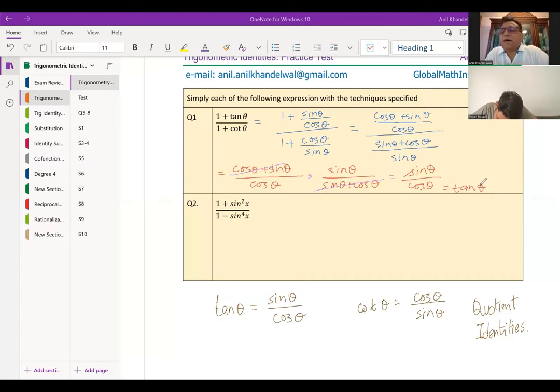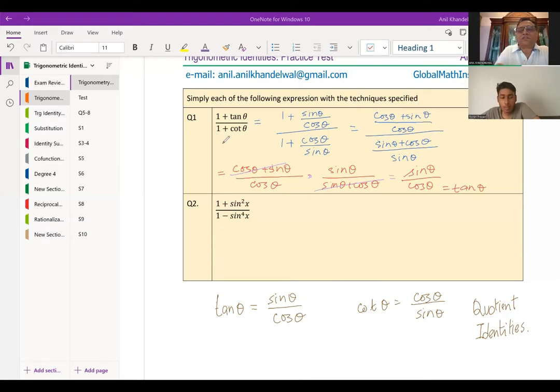So we have simplified this expression, 1 plus tan theta divided by 1 plus cot theta. It is equal to only tan theta. You get the idea? Yes, sir. Okay. There could be different ways of doing it. As you were trying to say in the beginning, I could have written cot as 1 over tan theta, right?